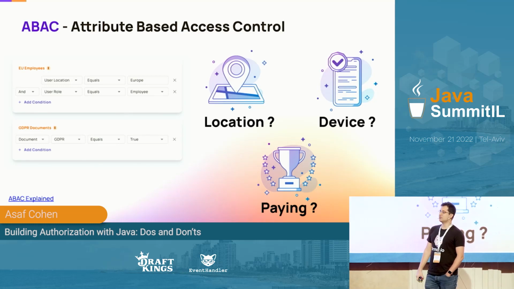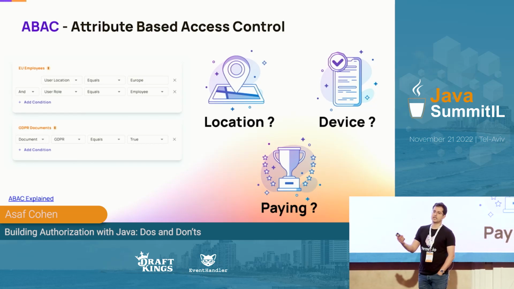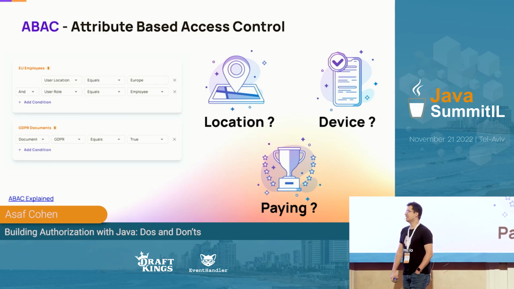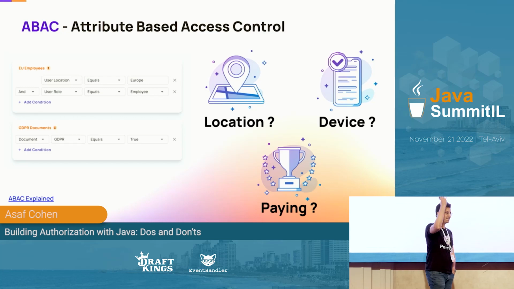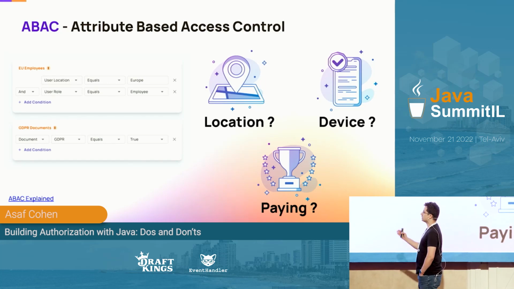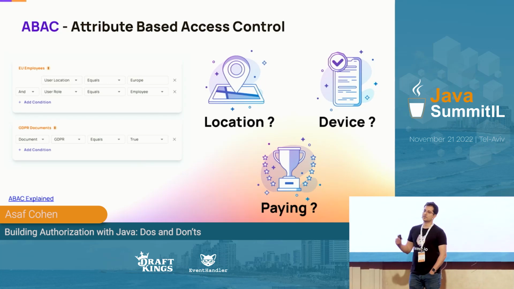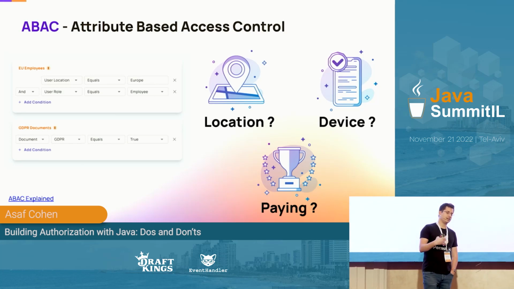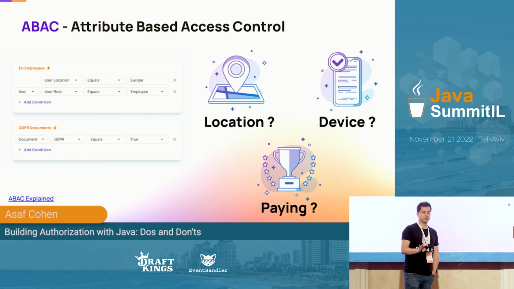Eventually, you'll get to a point that you need more fine-grained access. So what if I want to gate access based on the user location? So only US users or only EU employees can access something, or based on the device. I want to discriminate, and only Android users can access this feature, and not others. Is the user paying? So all these attributes are not typically the role of the user, but you want to enforce access based on that. So you need to build an attribute-based access control system, and that will take you some time.